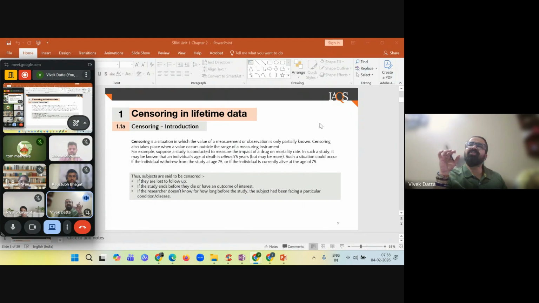If I am measuring something else altogether and death happens, that could be a censored event, because my experiment was about something else. We'll see more examples as we go.